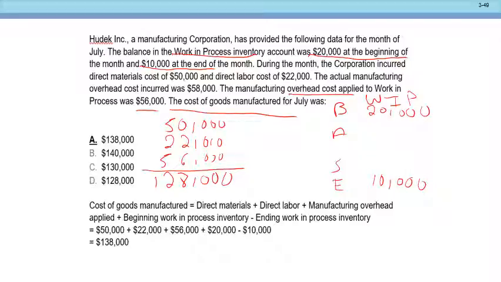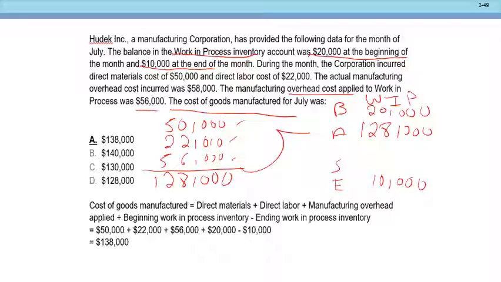So what is it, 128,000? That's my total manufacturing cost, isn't it? The direct materials, direct labor, the manufacturing overhead applied. That's the total add to this, isn't it? 128,000?